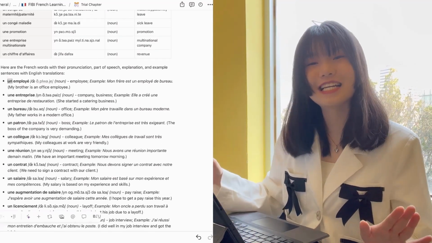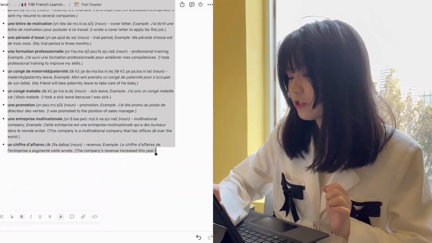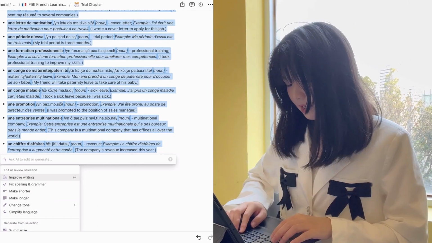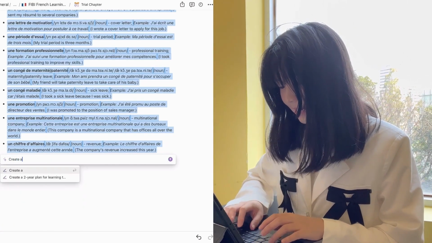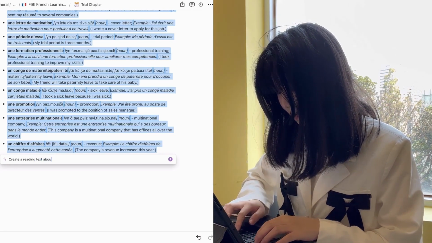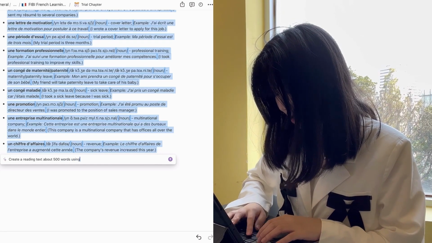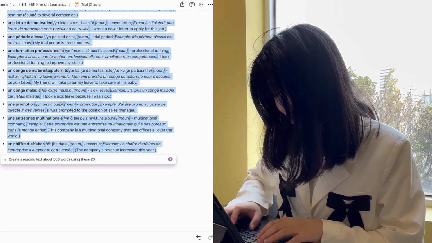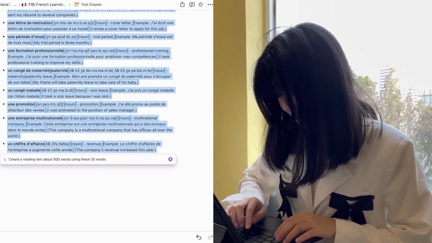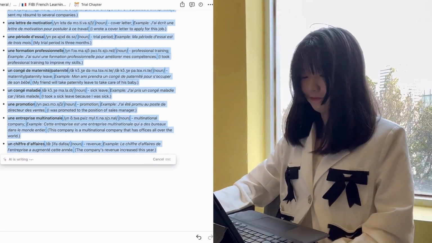I'm going to create a reading text based on this vocabulary by Notion AI. Hope this can enhance my reading. Create a reading text about 500 words using these 20 words. Let me be more specific. A French reading text.